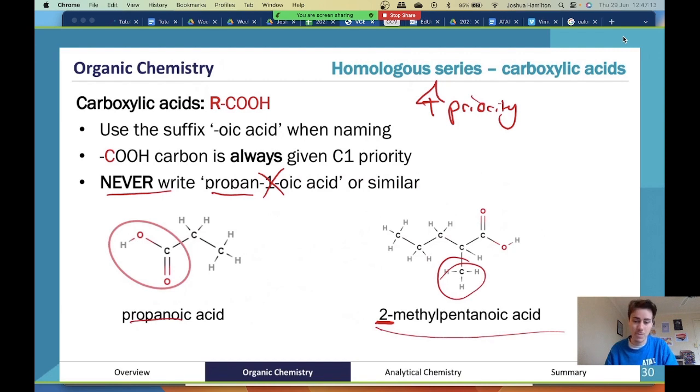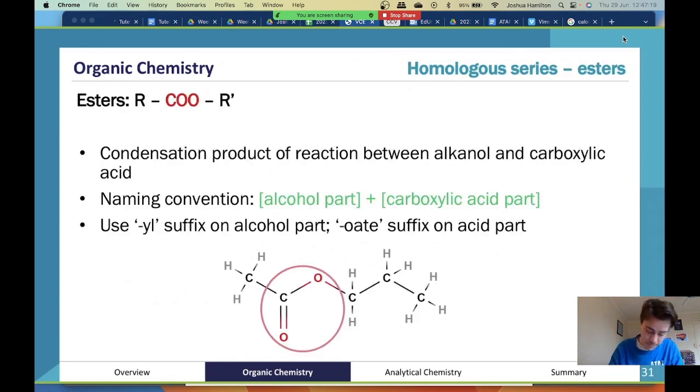You're adding acid as a separate word, so it's oic acid. Really important you put a space there. So these are always priority number 1. Then we have esters. Now we will discuss how esters form, so please don't worry, we are going to talk about that. But esters sort of form from alcohols plus carboxylic acids. What I want you to get out of this slide is how to name them.